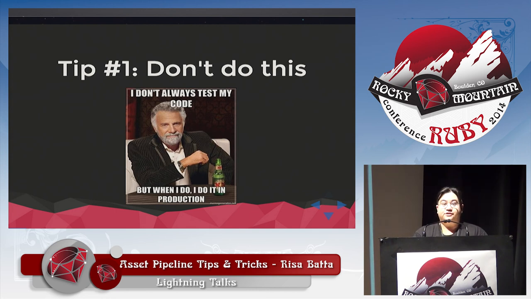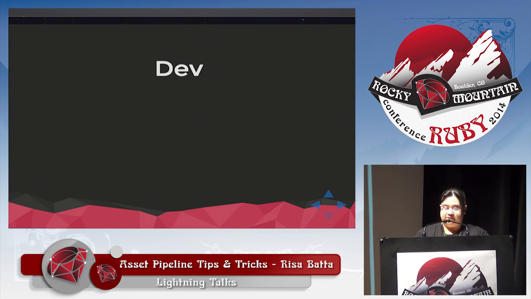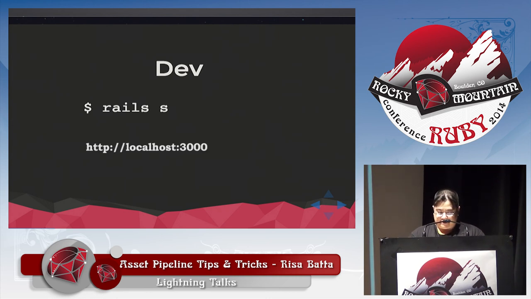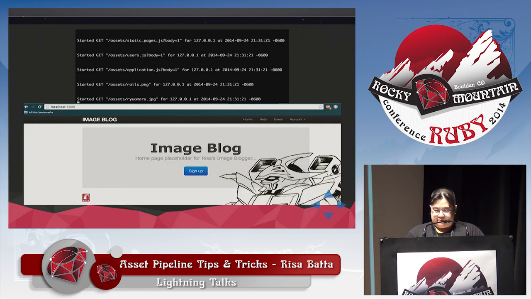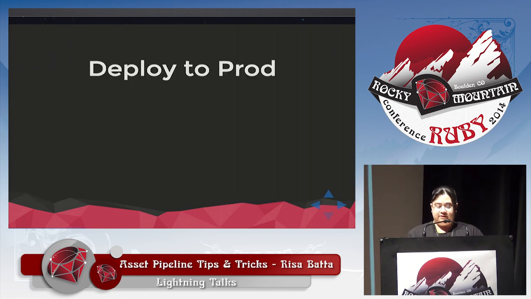So first things first, as developers, you're going to be like, hey, I know what to do. You type in rails s or rails server in your console, and you click on localhost 3000, and you see your website. That's the console output up top. And on the bottom you see the background image, the CSS is rendering, everything looks good. So then you deploy to prod.